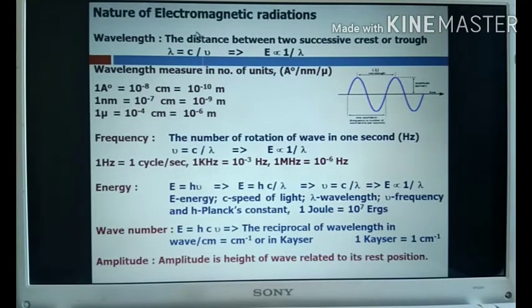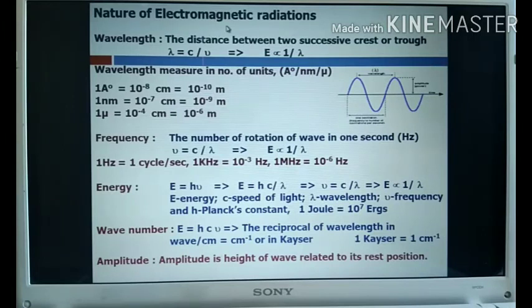As you all know, E = hν. Energy is directly proportional to the frequency of the radiation. Therefore energy is inversely proportional to the wavelength, because E = hc/λ, since ν = c/λ. Therefore frequency and wavelength are inversely proportional to each other, energy and wavelength are inversely proportional to each other, and frequency and energy are directly proportional to each other. You have to keep that in mind.